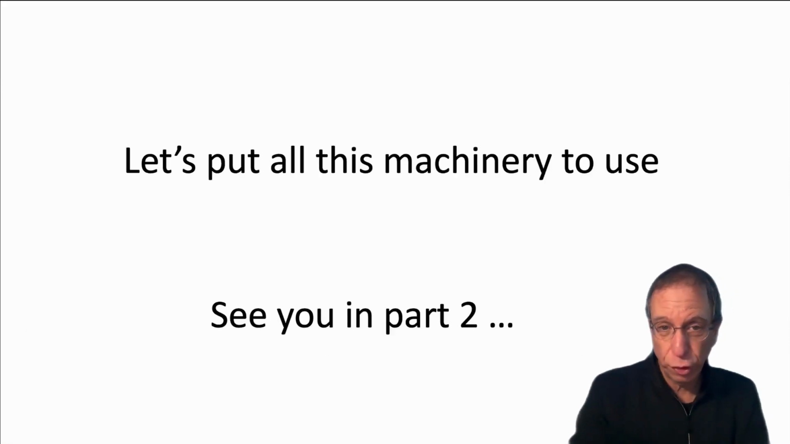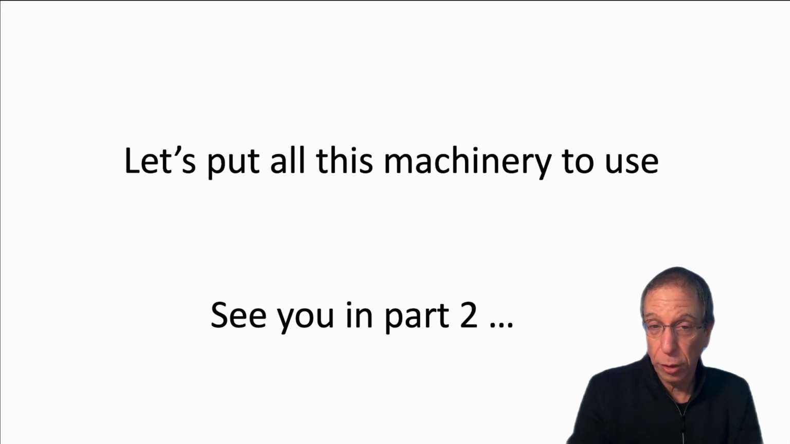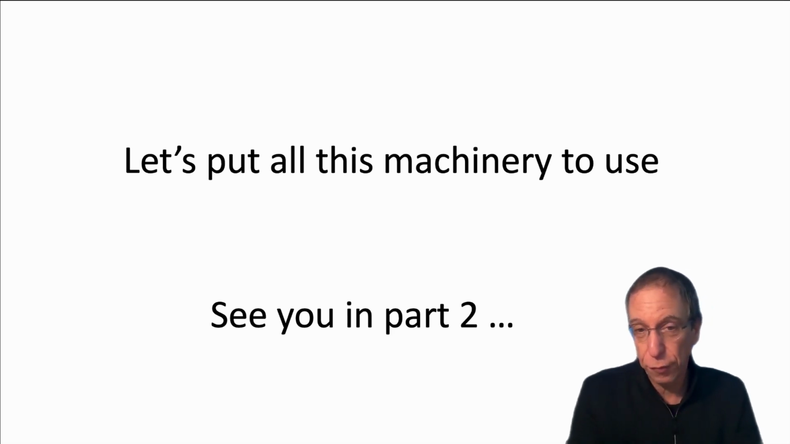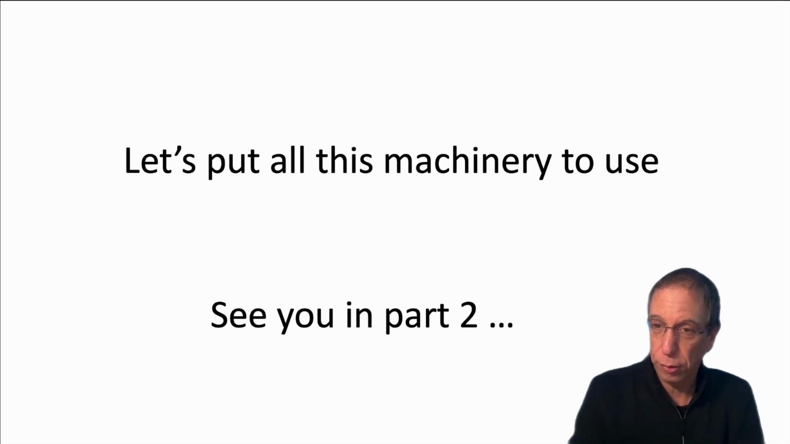And so now that we've built all this machinery, I think we all need a break, and we're going to put all this machinery to use in part 2, where we actually build FRI and its variants, as well as other IOPPs for other codes. Okay, so we'll see you in part 2.